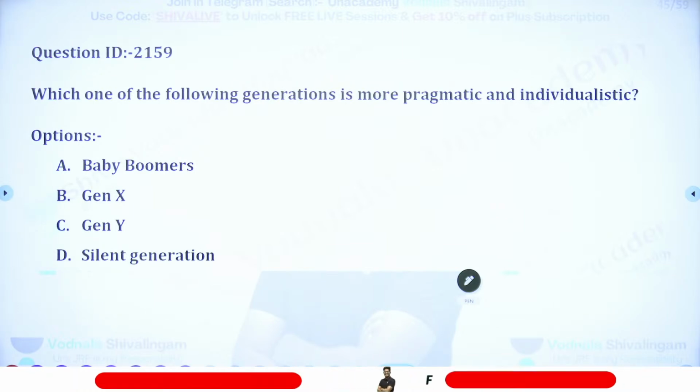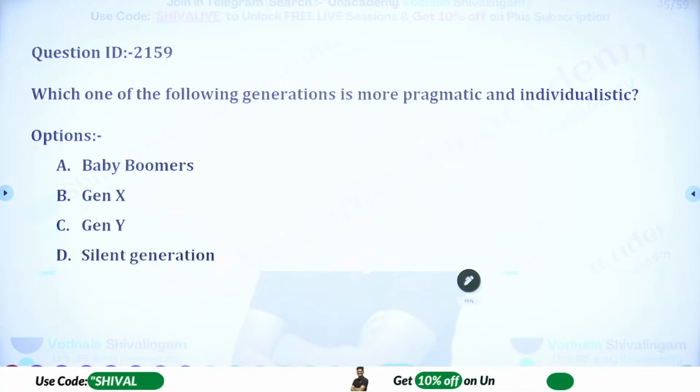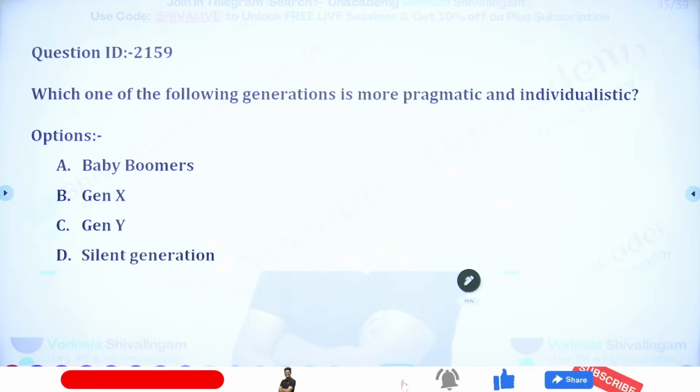Which of the following generations is more pragmatic and individualistic? Pragmatic means more practical.